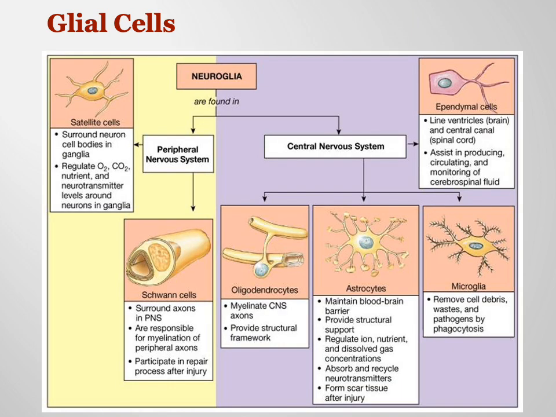So here you see an overall review showing the various kinds of glial cells. 6 kinds. I want you to know them. I want you to know what they do. So look that over, go back through. All of these will show up again later.